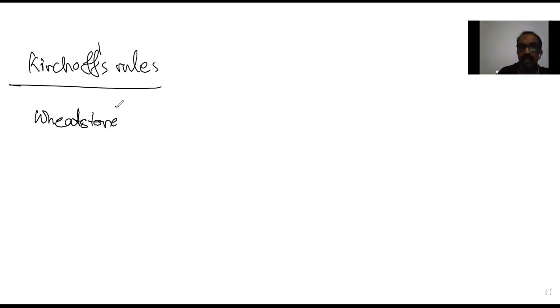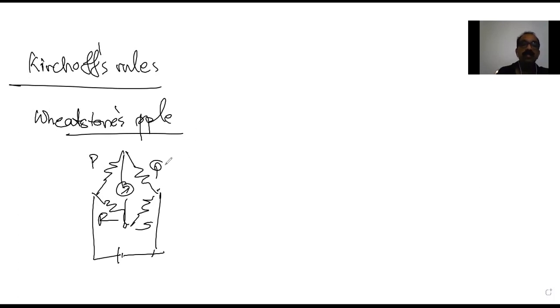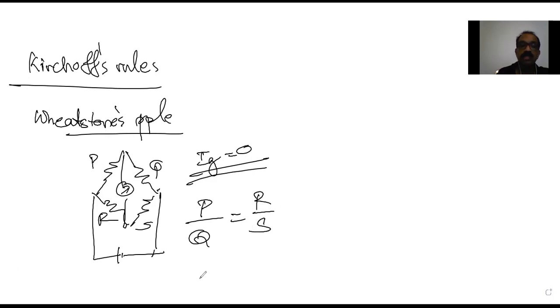Kirchhoff's rules are applied in Wheatstone's principle, which is nothing but if there are resistors connected in the form of a bridge like this, and a galvanometer along with the battery, with the resistors P, Q, R and S, then when the galvanometer shows zero deflection, that is when there is no current, the bridge is balanced. At that time P by Q is equal to R by S. This is called Wheatstone's principle. This Wheatstone's principle is made use of in the meter bridge.